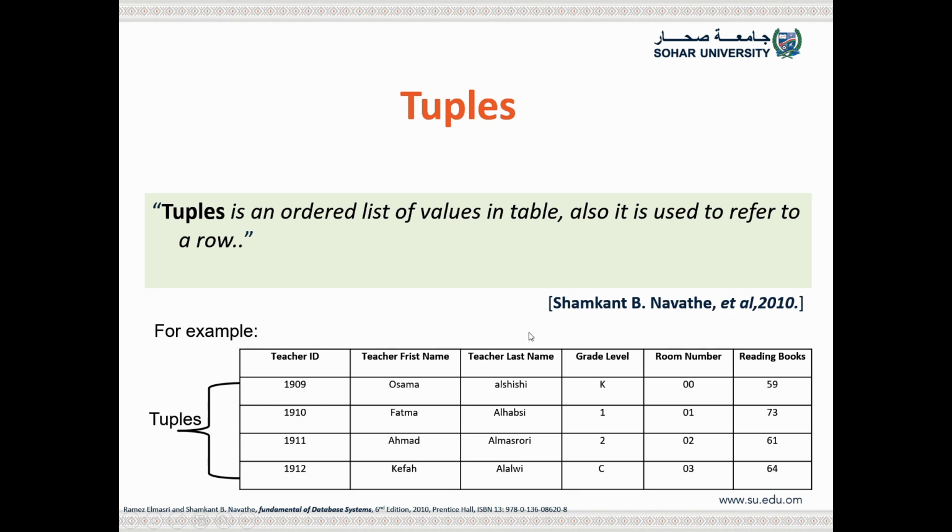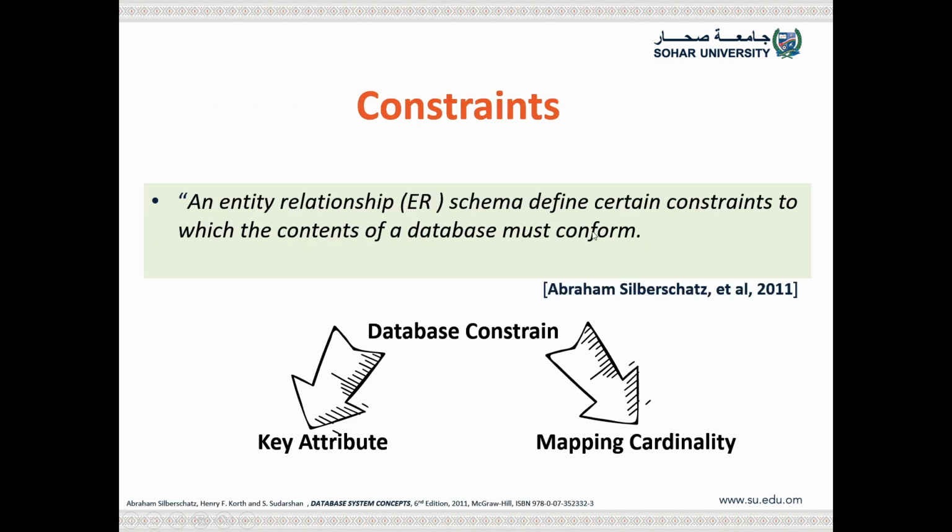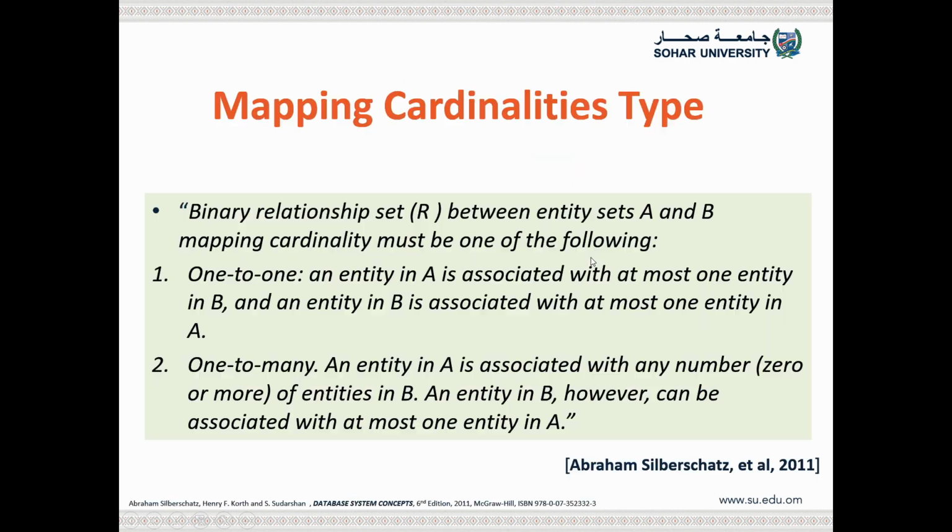If we have two tables and this row is connected to the other table one to one, that means there is only one object from this table connected to the other table, like this. So this is table number 1.